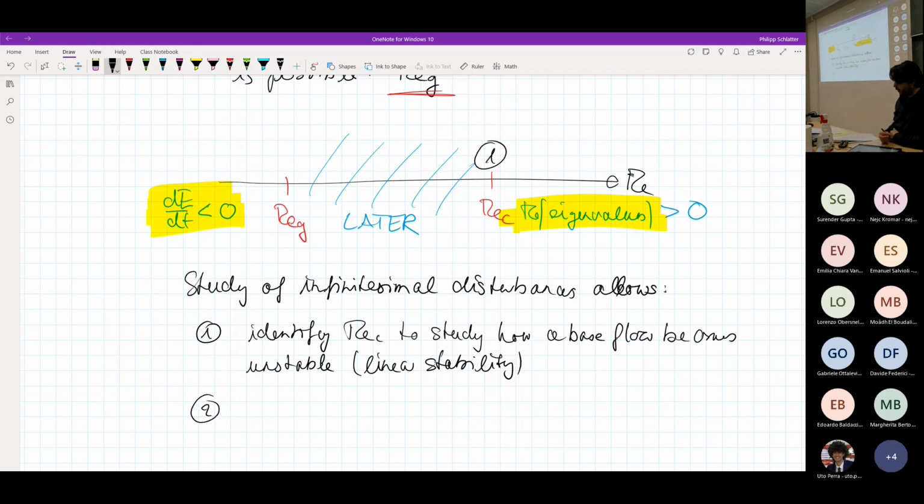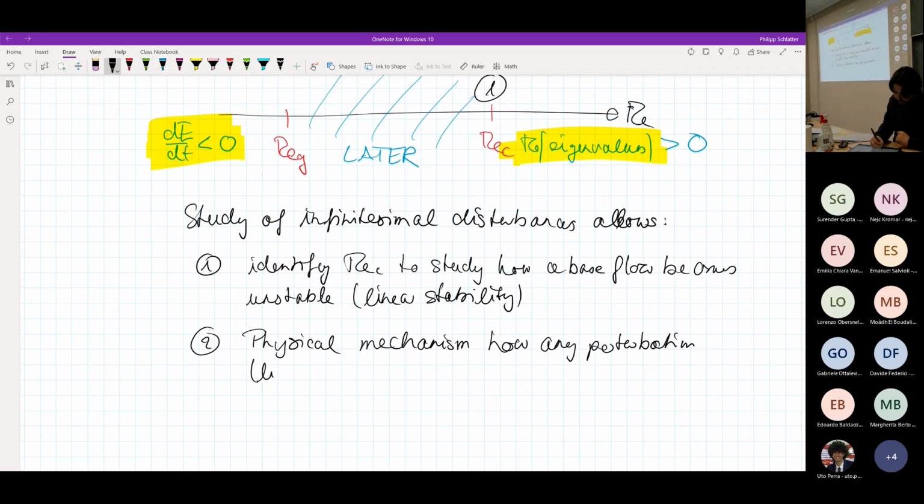You know, eigenvalues, eigenfunctions. So that's this point here. But due to the Reynolds-Orr equation, we can also study with infinitesimal disturbances the physical mechanisms of how any perturbation grows over time. So now we're not talking about linear ones, but any perturbations, linear and nonlinear. And this is exactly what I showed you with the Reynolds-Orr equation.